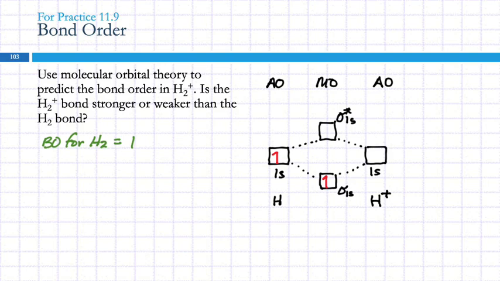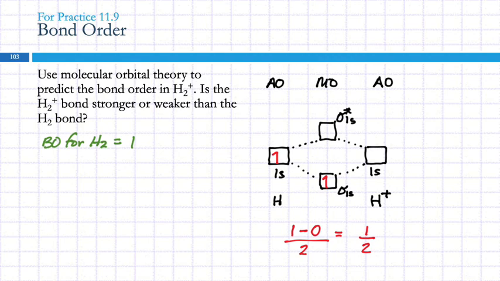What's the bond order? How many bonding electrons are there? 1, just that one, right? This is a bonding orbital. And how many in the antibonding orbital? 0. And then it's an average, so we're dividing by 2. So this is going to give me a bond order for this thing of 1/2.